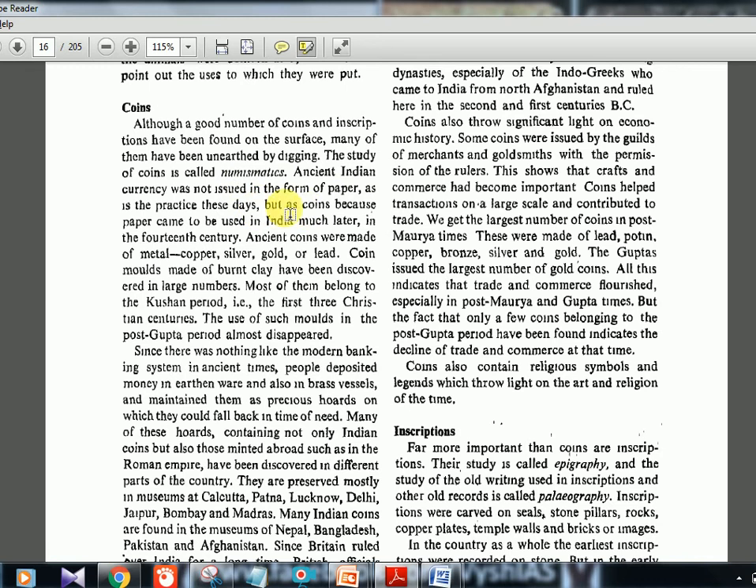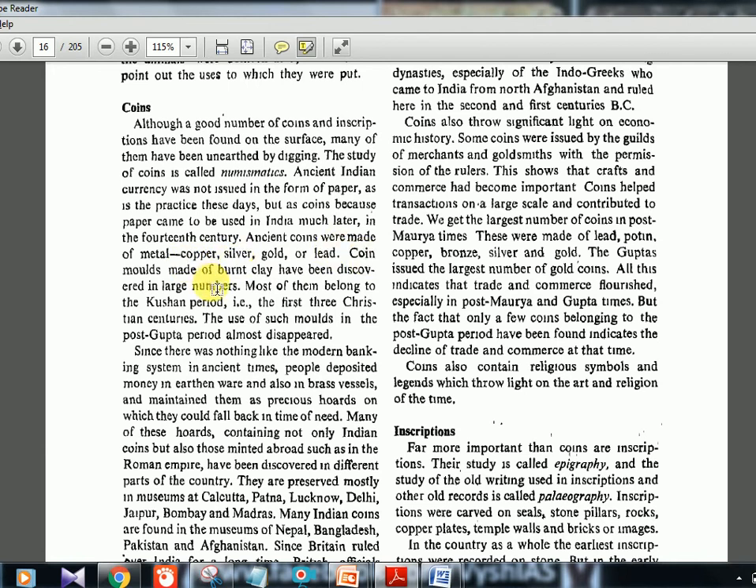So there was no paper, it was coins actually. Okay. Because paper came to be used in India much later, that's in the 14th century only. 14th century is around the time of, you can say, the Delhi Sultanate. Okay, that time only paper came into existence. Ancient coins were made of metal: copper, silver, gold, lead. So everything is there. Suppose UPSC puts a statement like only gold, only silver, only copper, then it's not right. Okay, even lead is there.